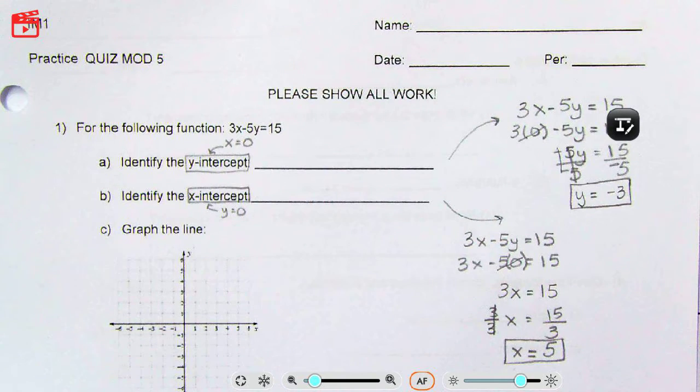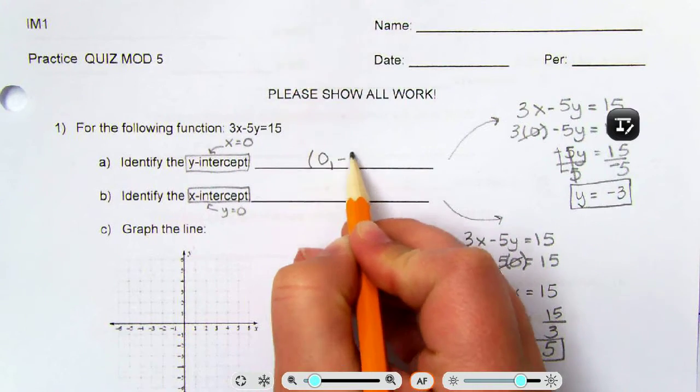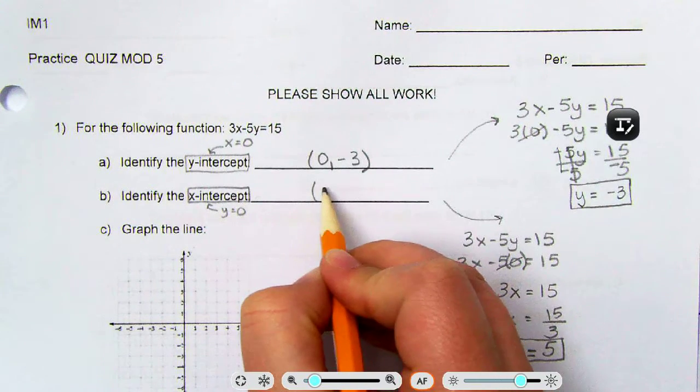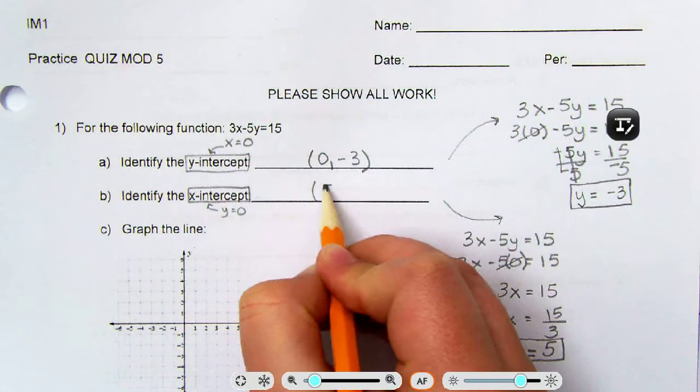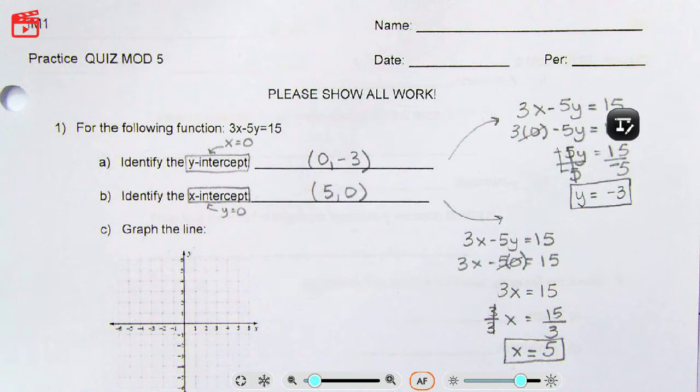In my class, I like my answers to be in the form of a point. What is the y-intercept? Where does it lie on the y-axis? Well, it lies at x is 0, y is negative 3. And for the x-intercept, we're saying x is 5, y is 0. So these are the answers that I would like for our class in the form of a point.